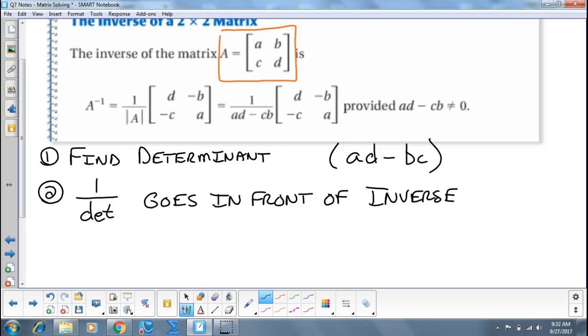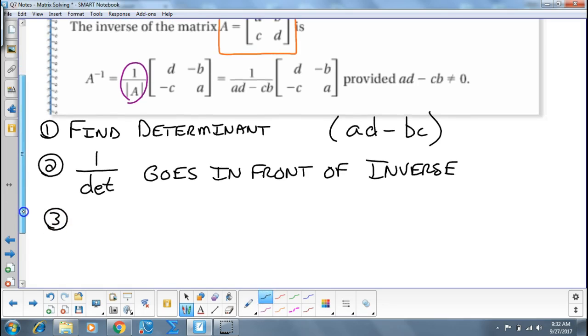Is that the 1 over absolute value of A? Is that what that is? Well, absolute value of A is determinant of A in matrices. So that's the same thing as you just wrote down? Yes. So far what we've found is this part right here. Now, what happens in the actual matrix is it's a twofold concept.